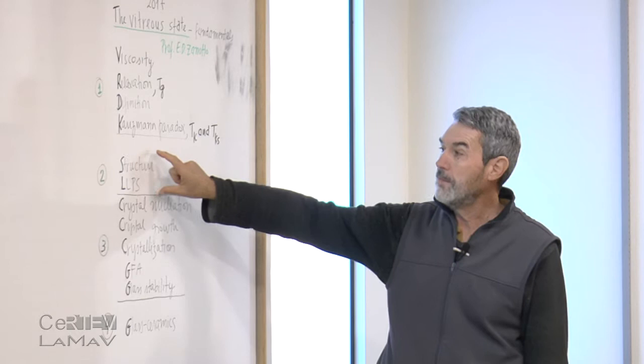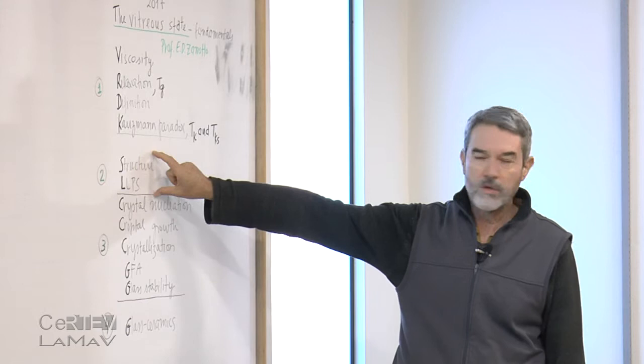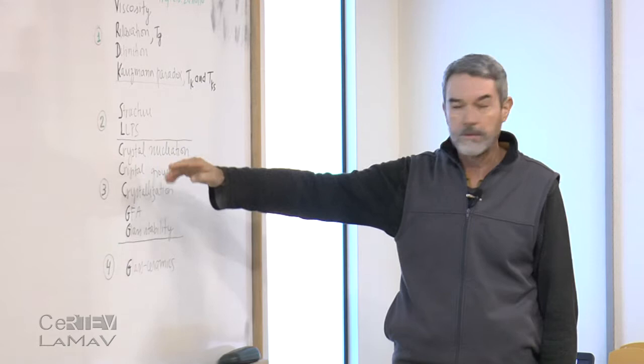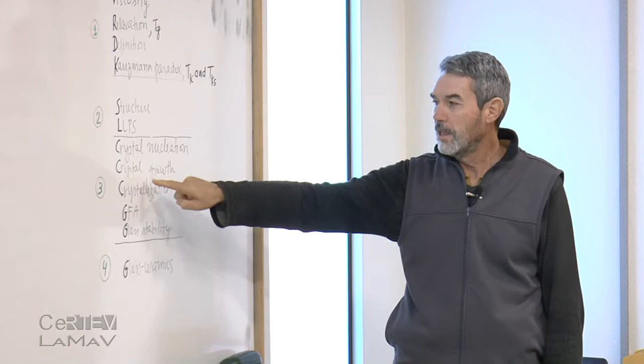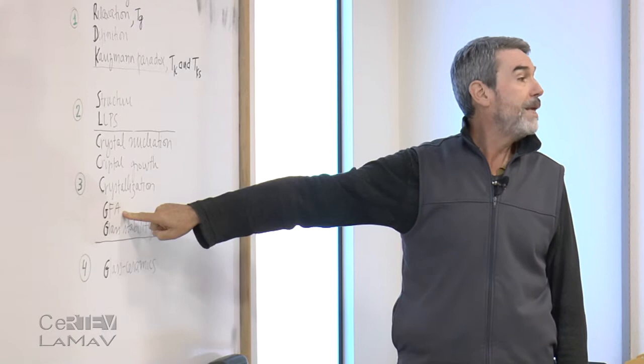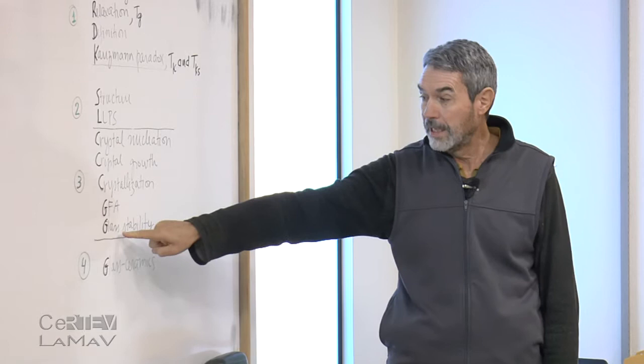And then another important feature of glasses is structure. The structure of glasses, of course, is different from the structure of crystals, but there are many ways to describe the structure of glasses and the relationships between the structure of glasses and relaxation phenomena and also crystallization phenomena, which is the third part of the course. Crystal nucleation, crystal growth, overall crystallization is the combination of nucleation and growth, glass forming ability, how easy or how difficult it is to form a glass, and glass stability against crystallization.